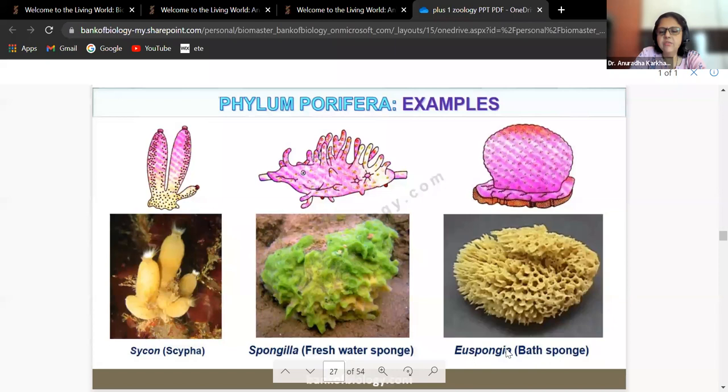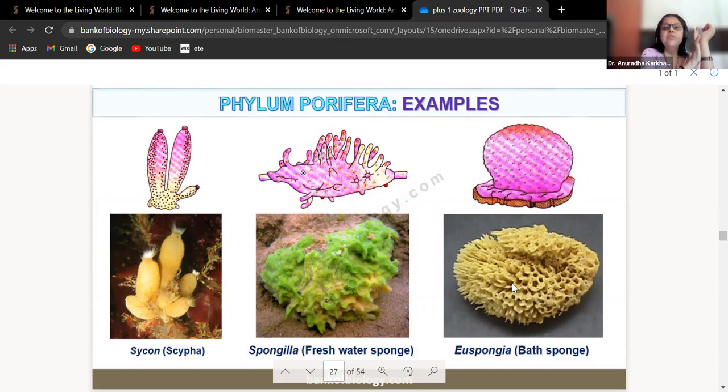Okay. This is Euspongia, which is called bath sponge. It looks like this originally, and this is the way we draw it. Why do we call it bath sponge? You know, we use this for scrubbing. Many of us use this as a scrub. I don't know if you have ever used it. We give it a little shape and make a scrub out of it, and it clears out the dead skin of the foot especially. Therefore, it's called the bath sponge.